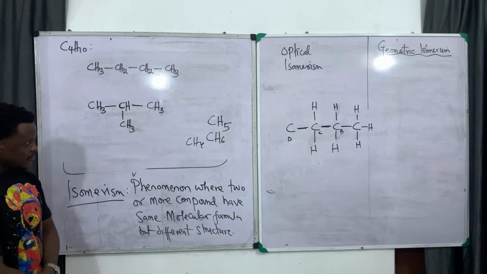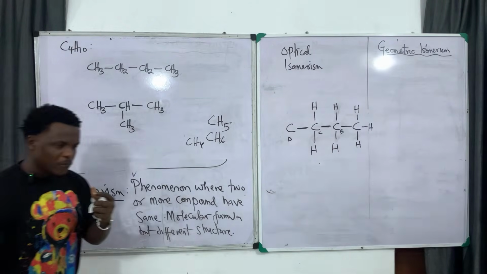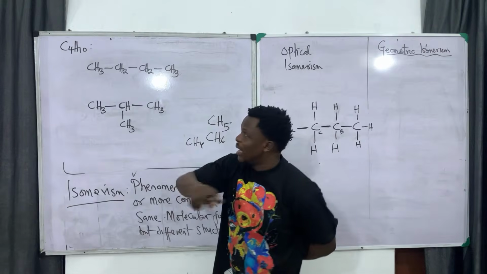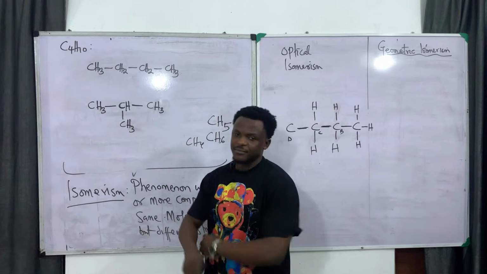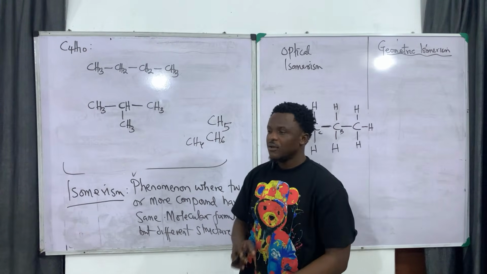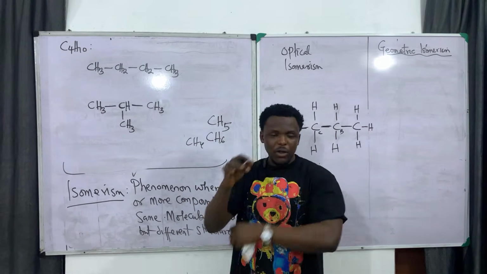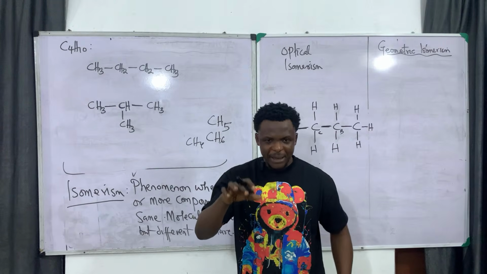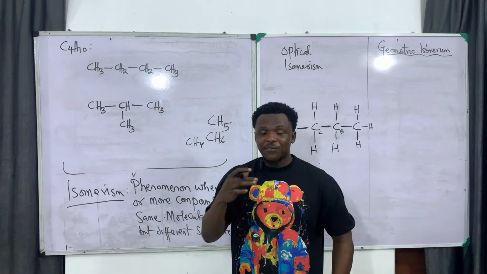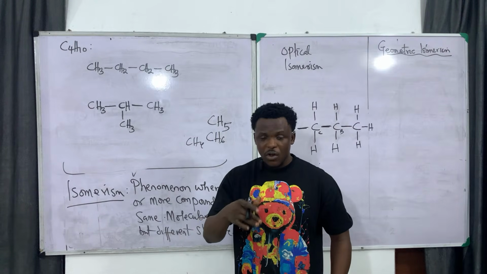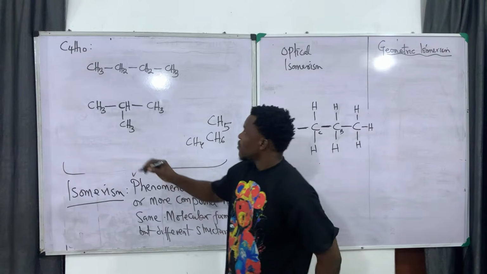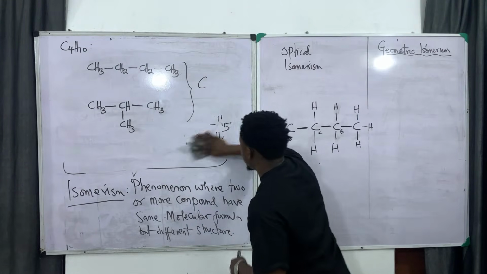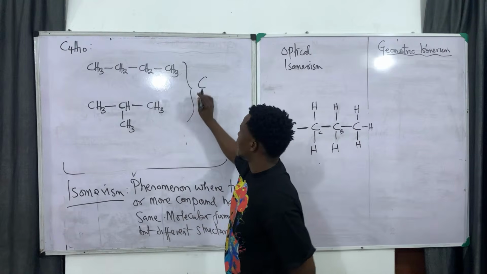Now let's come back to this. These two compounds, they are isomers. What do I mean? These two have the same molecular formula of C4H10. How? First, what is molecular formula? Molecular formula is a formula that shows the actual number of atoms of each element present in a compound. How many elements are present here? 2 elements. This compound contains 2 elements, carbon and hydrogen.